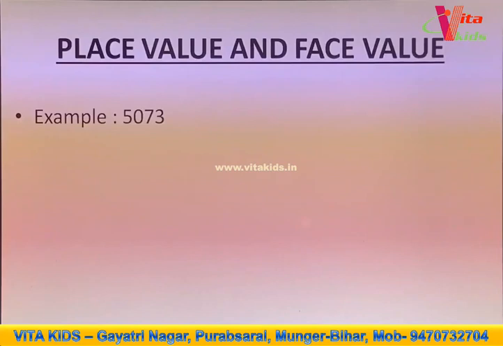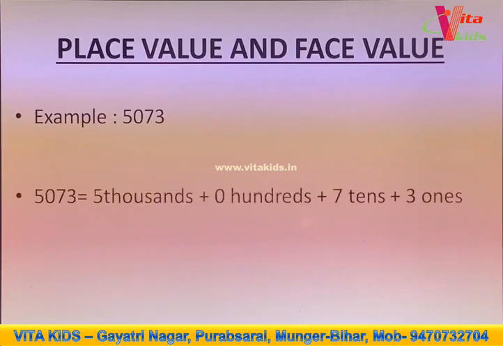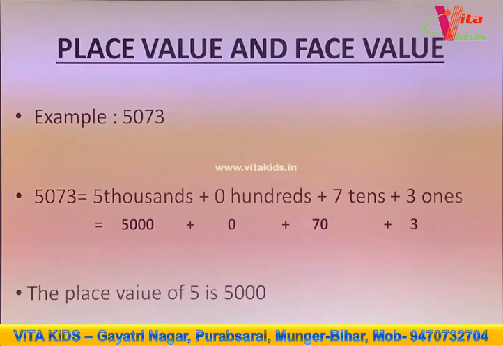Example: 5073. Now we can write it as 5 thousands, 0 hundreds, 7 tens plus 3 ones. Which means 5000 plus 0 plus 70, 7 tens is 70 plus 3. The place value of 5 is 5000 and the face value of 5 is 5.